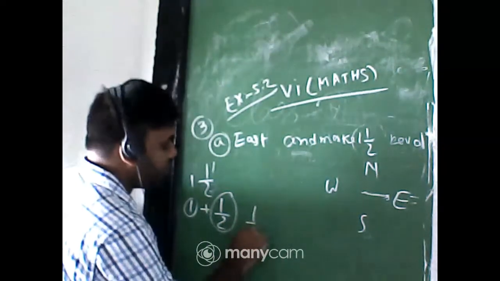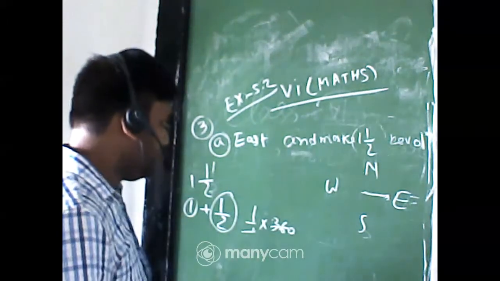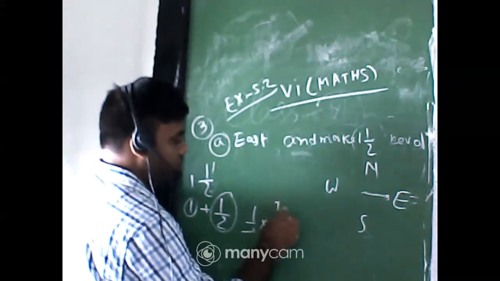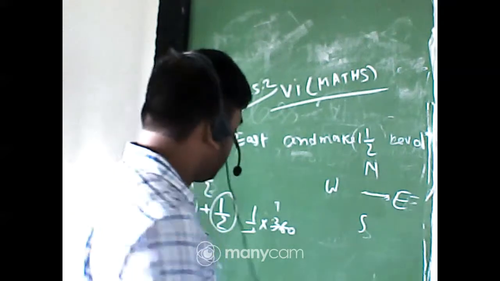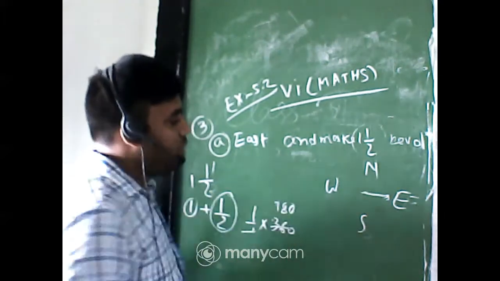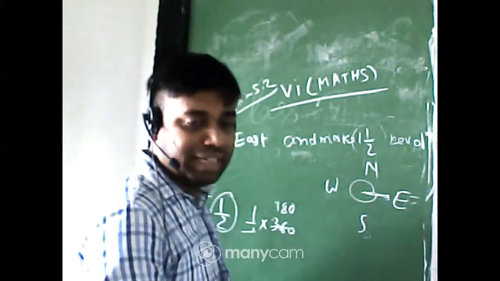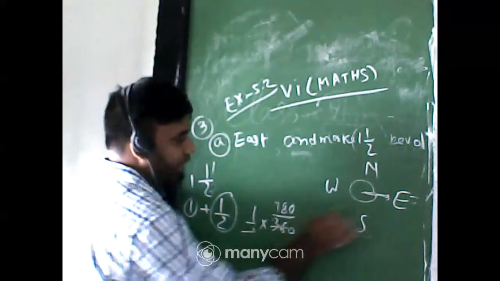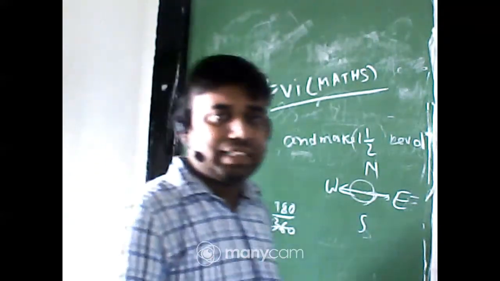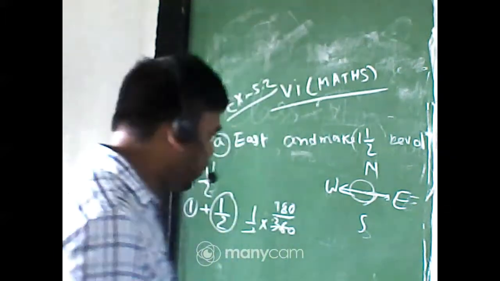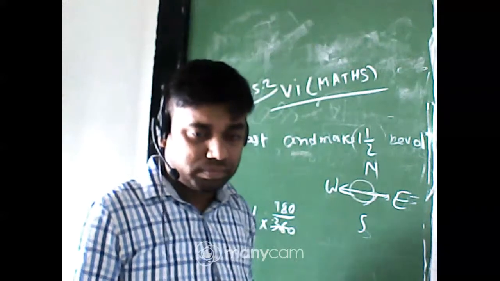1/2 revolution means 1/2 into 360 degrees, that is 180 degrees, and it is also given that it is a clockwise revolution. So you start from here, complete one revolution, then a half revolution, which means 180 degrees. So you will be facing the direction of west. Got it, everyone?